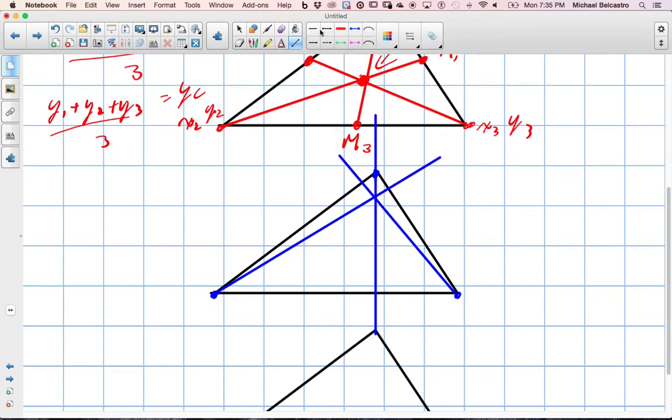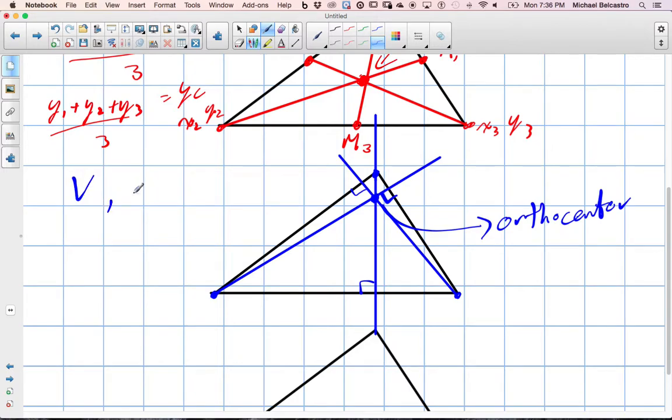Now I've eyeballed them, so they may not be perfect, but this is perpendicular to this side, this is perpendicular to this side, and this is perpendicular to this side. So this point here, where they all meet, would be the orthocenter. And remember, altitudes deal with a vertex and a perpendicular, so it deals with both of those.